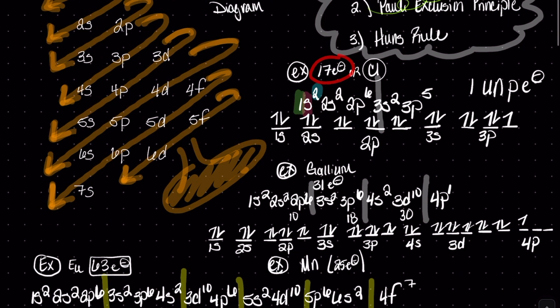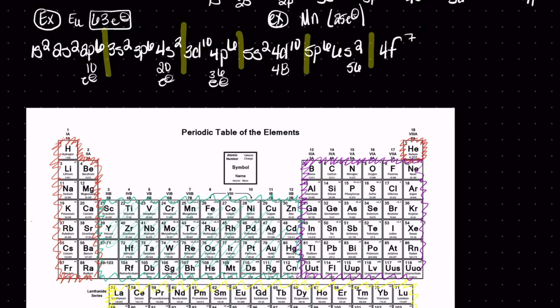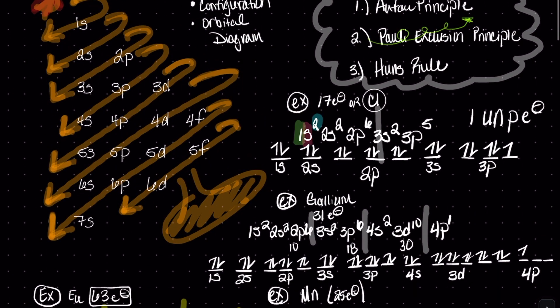So I'm going to bring it back to chlorine. Chlorine is number 17. So I'm going to put a blue dot on 17. I found element 17, and that's directly in my p block. So my last orbital should be something p, and lo and behold, it is.